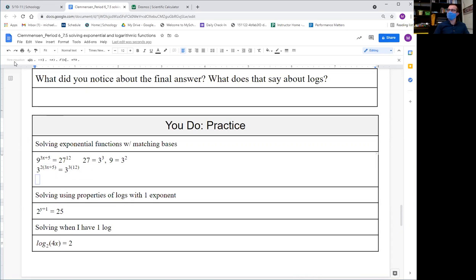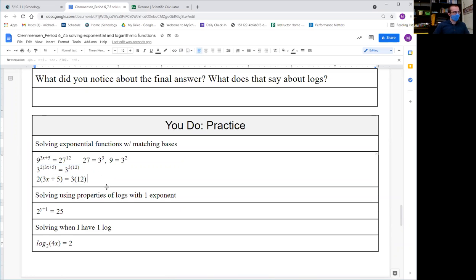Not quite. So I canceled 3's, right? So I don't do this as the power. These are just multiplying. So actually this just becomes 2 times 3x plus 5 equals 3 times 12. Good little thing to remember. It's not 3 to the 12th power, not 2 to the 3x plus 5 power. It's 2 times 3x plus 5 equals 3 times 12.